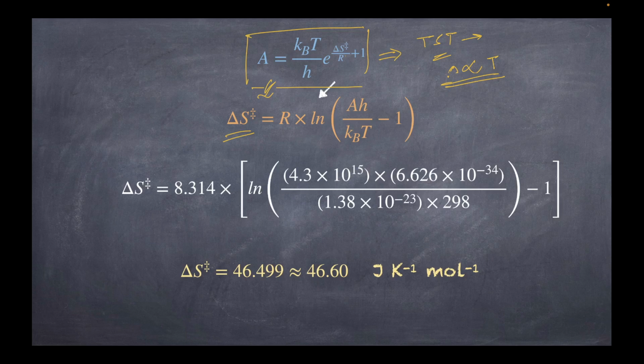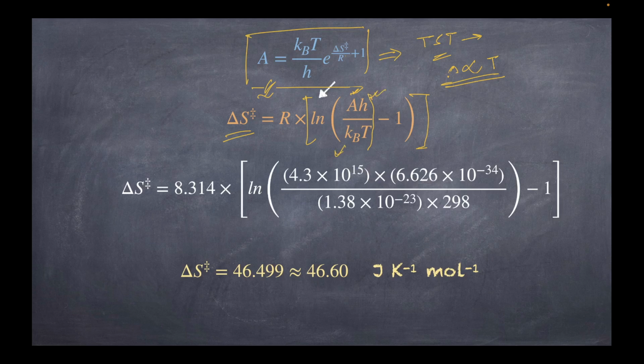We have to find this value. So it is equal to R times ln, so the bracket is this: R times ln of A h divided by kBT, minus 1. So we know all these values. We know the value of the pre-exponential factor A; in the question it is given. H, that means the Planck constant, we know the value.